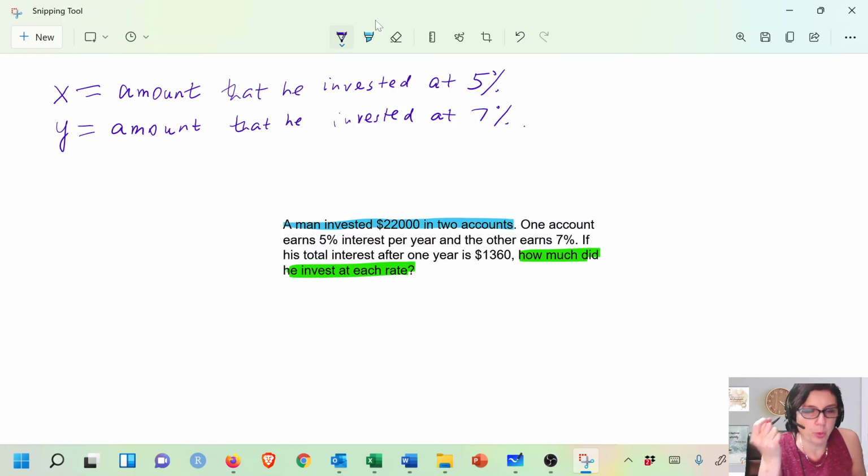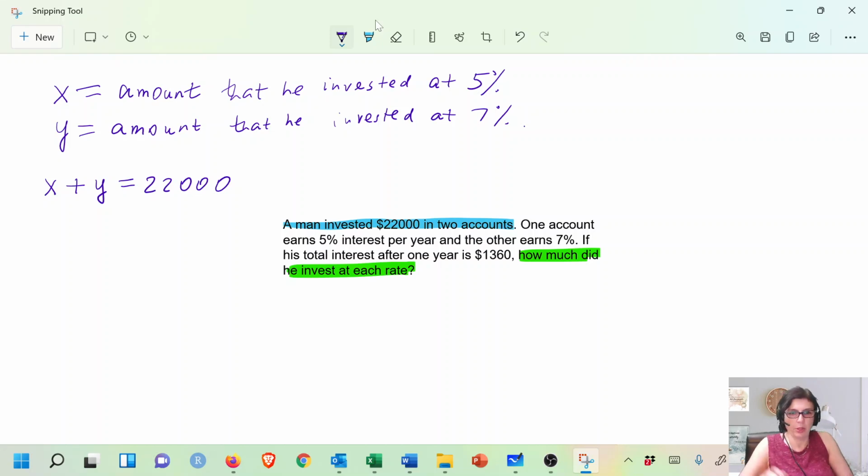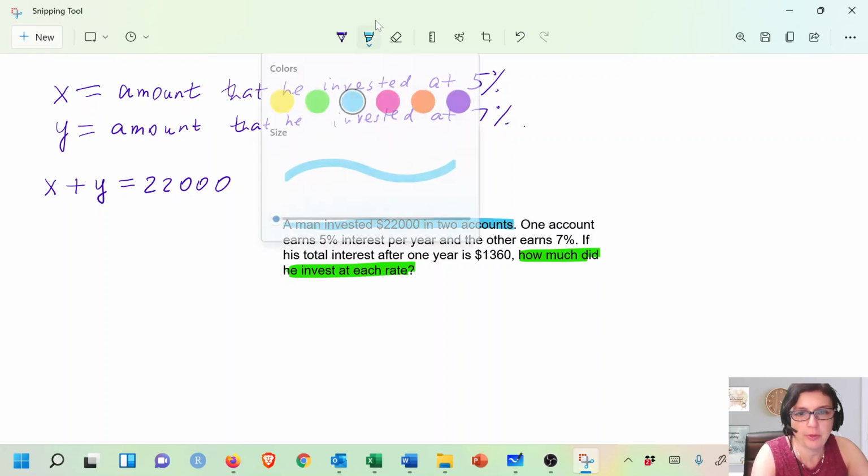If you remember, the word total is a plus, right? So plus is plus. That's great. We're just going to say X plus Y is $22,000. Yay. That's equation number one. Now, a much more difficult equation is going to be number two, but never fear, we're going to get rid of it pretty fast.